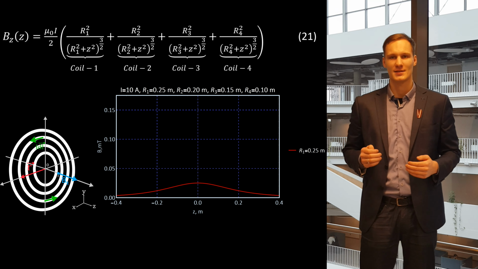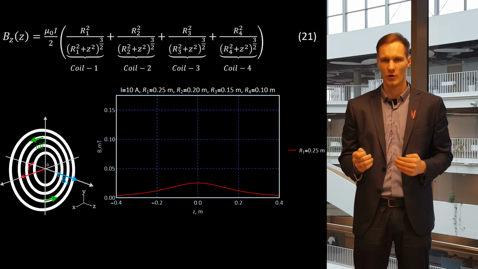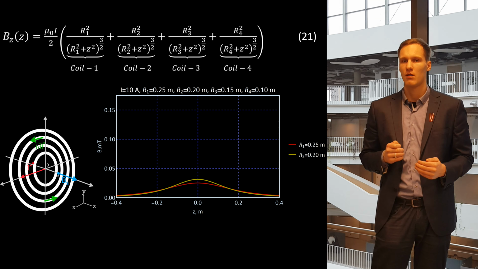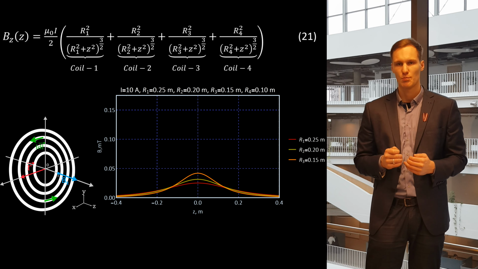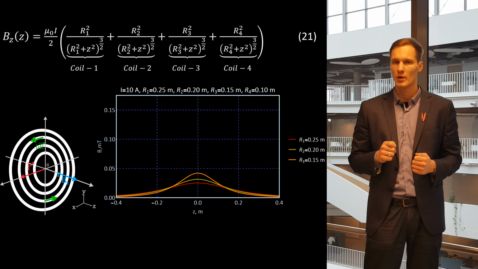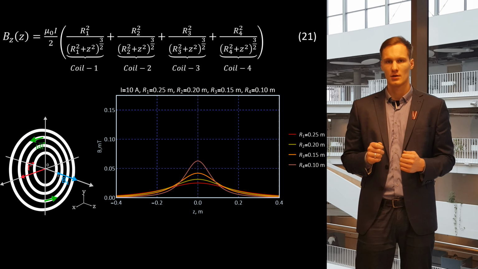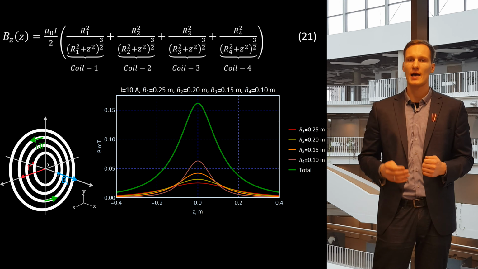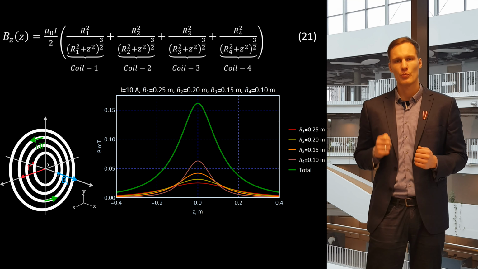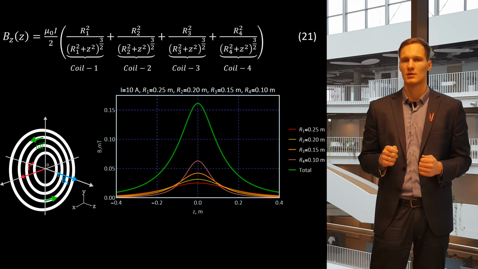In the graph, you can see the magnetic field of each coil and how it falls off with distance. But the most interesting curve is the total magnetic field. Since it proves that by just having 4 coils, it tremendously increases the magnetic field in the center.